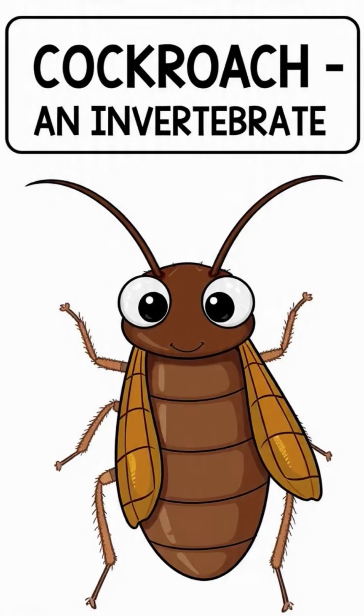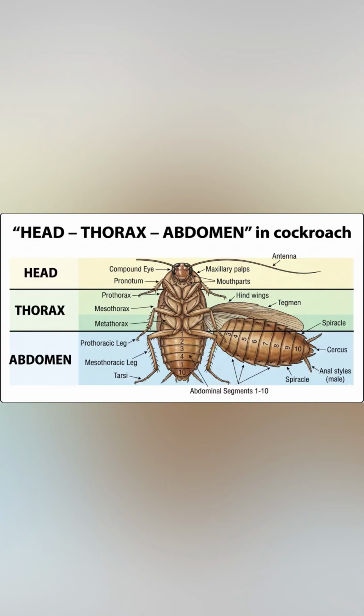Now cockroach, an invertebrate example. Cockroach and body division. The 16th visual shows a cartoon cockroach with the text cockroach and invertebrate. Cockroaches are invertebrates lacking a backbone. Visual 17 divides the cockroach body into head, thorax and abdomen, helping students understand tagmosis in arthropods.